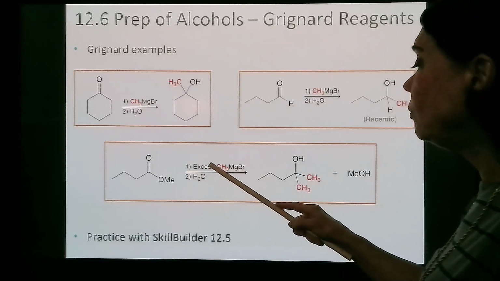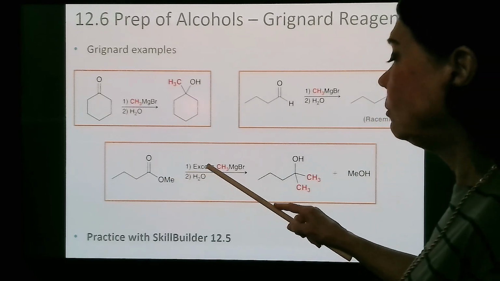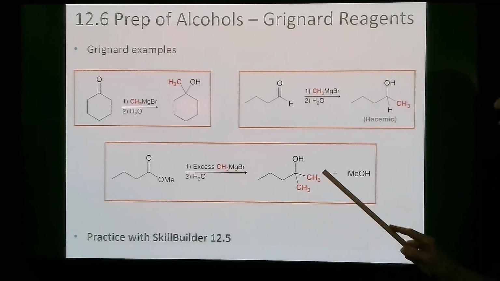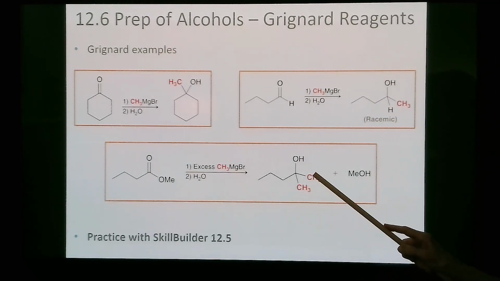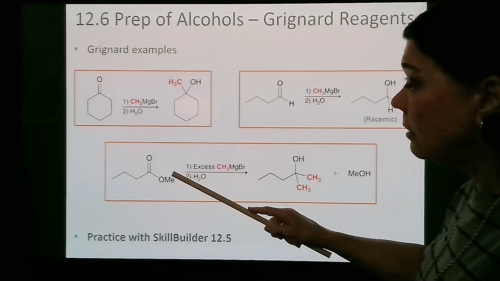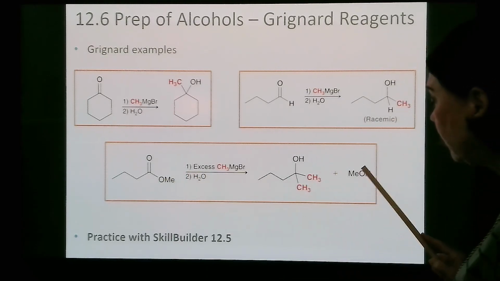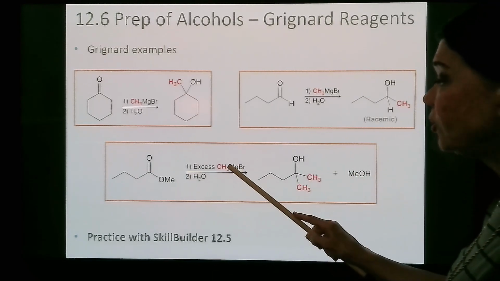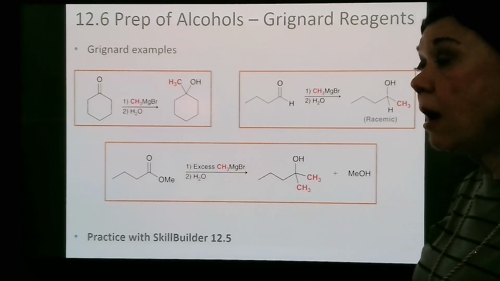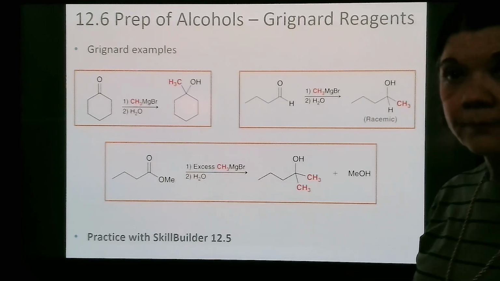In this case, you react with an ester, you use an excess of the Grignard reagent because you need to add 2 equivalents of the Grignard reagent. You can think of it as displacing methoxide. You're going to need 1 equivalent to displace methoxide and then a second equivalent to react with the new carbon-oxygen pi bond that is formed when the methoxide departs.